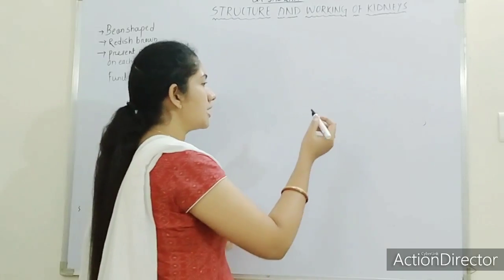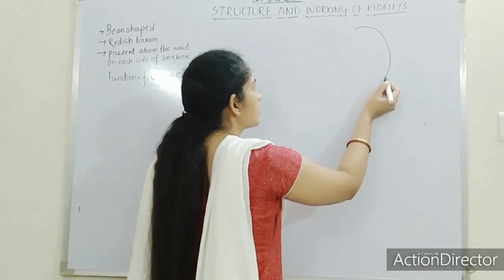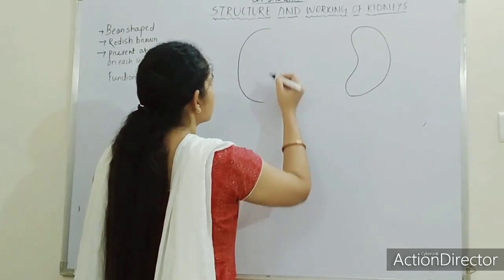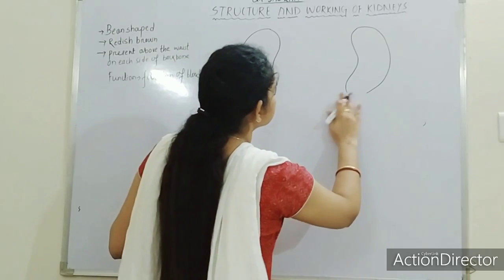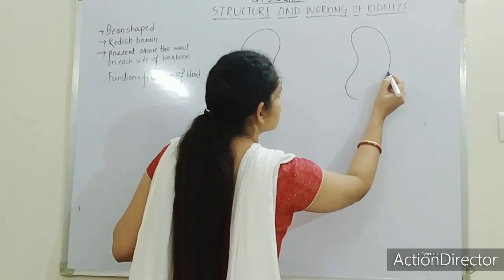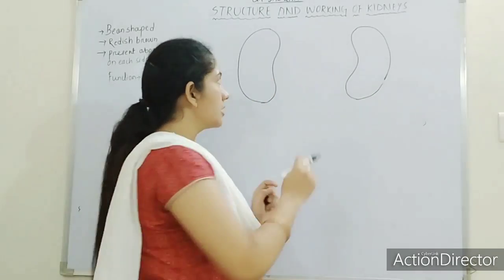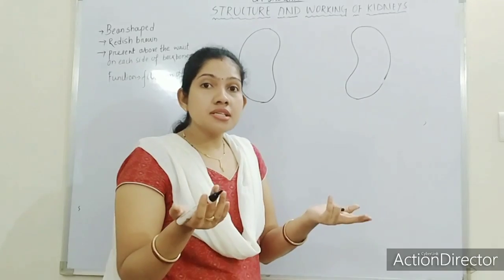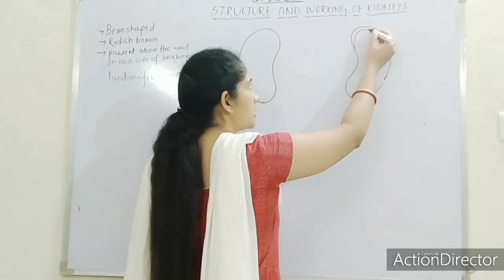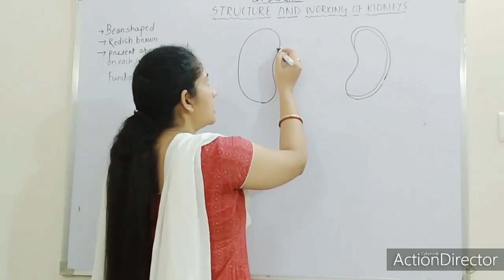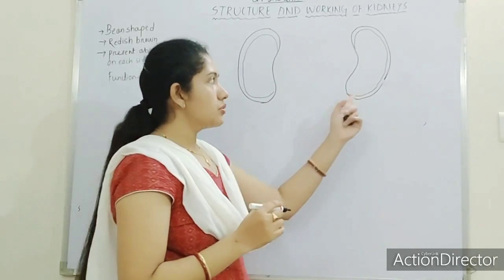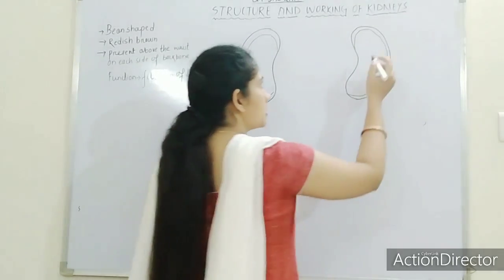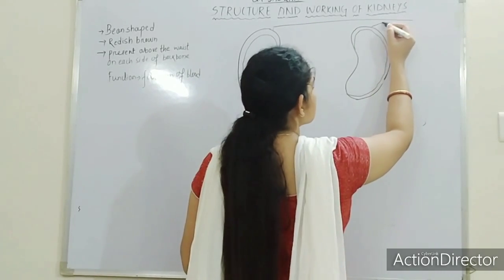So here, as I said, there is a pair of kidneys present on both sides of the spinal cord. It is a bean seed shaped structure. Kidneys have two regions, the outer region and the inner region. The outer region of the kidney is light in color, and the inner region is dark in color. So the outer region we can call the light region, and the inner region the dark region. The outer region is named the cortex. Let me first write what these kidneys are.